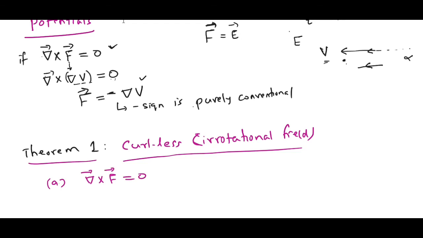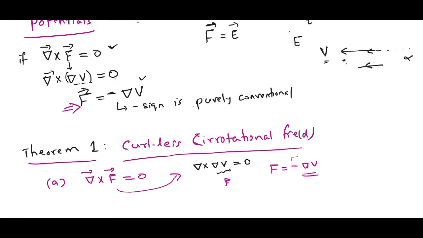Curl of the vector f is equal to 0. For example, the electric field. The curl of a vector function f is equal to 0. Therefore, I can write the curl of divergence of scalar function is equal to 0. Therefore, this is nothing but our f. That is, this f can be written as negative gradient of the potential. Negative sign we have chosen purely as a convention.